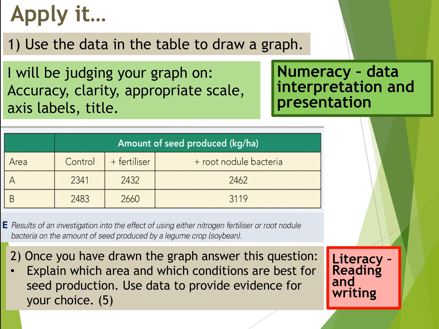For the second part of the task, you can do this underneath on the lined paper that's provided on page 24. I want you to answer this question. Explain which area, A or B, and also which conditions, control, fertilizer or root nodule bacteria, provide the best conditions for seed production, to maximise seed production. Use the data to provide evidence for your choice, and this is not just a simple 1 marker. There are 5 marks to be gained here, okay?